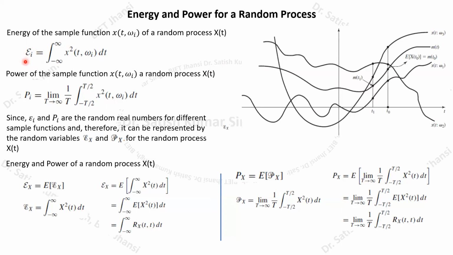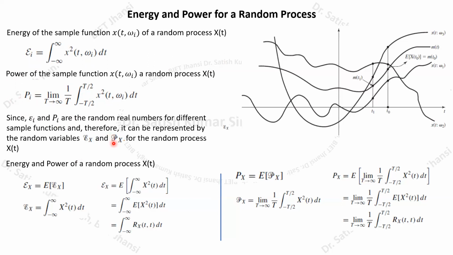Normally, when we talk about the energy and power of a random process, we follow this particular formula, but we are actually interested in the average value of this energy or power. So we can denote all these outcomes, these epsilon i, by a random variable epsilon x. Similarly, the power values for each sample function will be denoted by p i, and these outcomes will be denoted as the random variable p x.